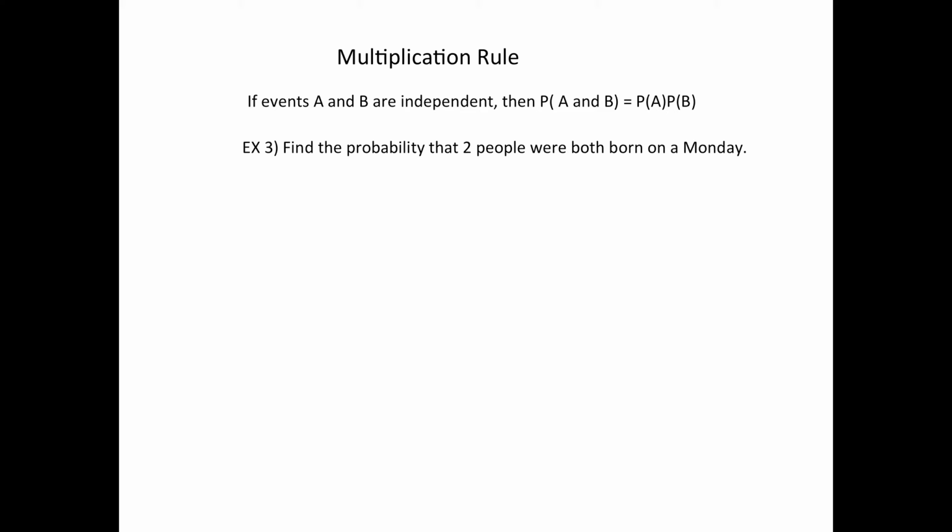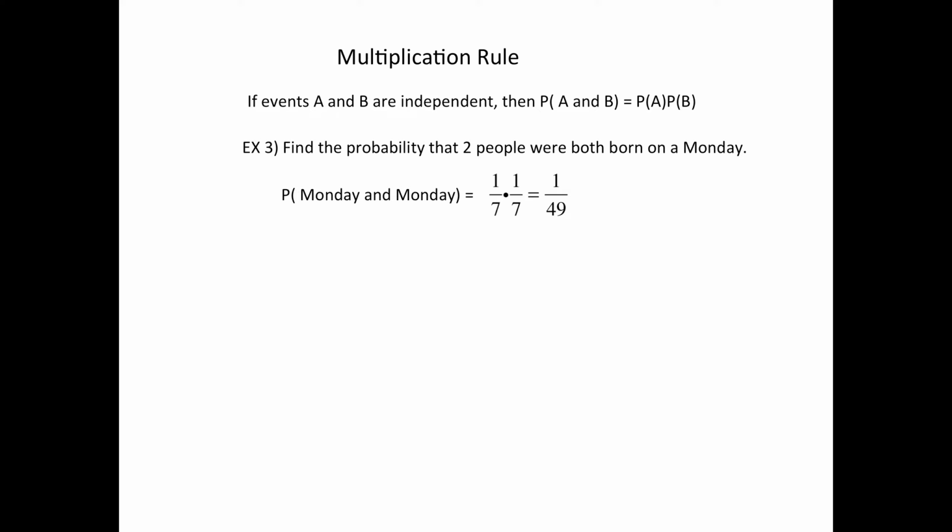Here's another example. Find the probability that 2 randomly chosen people were both born on a Monday. That means you're looking for the probability of a Monday and a Monday. Again, these are independent. Just because one person was born on a Monday does not have any effect on the other randomly chosen person. So the chance of a Monday is 1 in 7. The "and" turns to multiplication. The second Monday is a 1 in 7. So that's 1 out of 49.